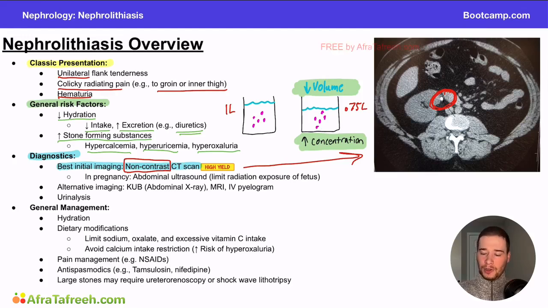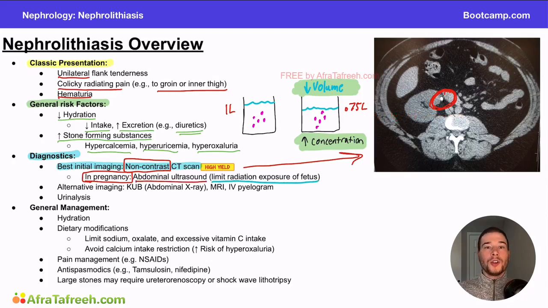It's equally high yield to know that there is a class of patients in which we would not want to use CT scans because we risk radiation exposure to the fetus, and that is in pregnancy. So the best test there, the best initial imaging would be an abdominal ultrasound, with the reason being that you want to limit radiation exposure to the fetus.